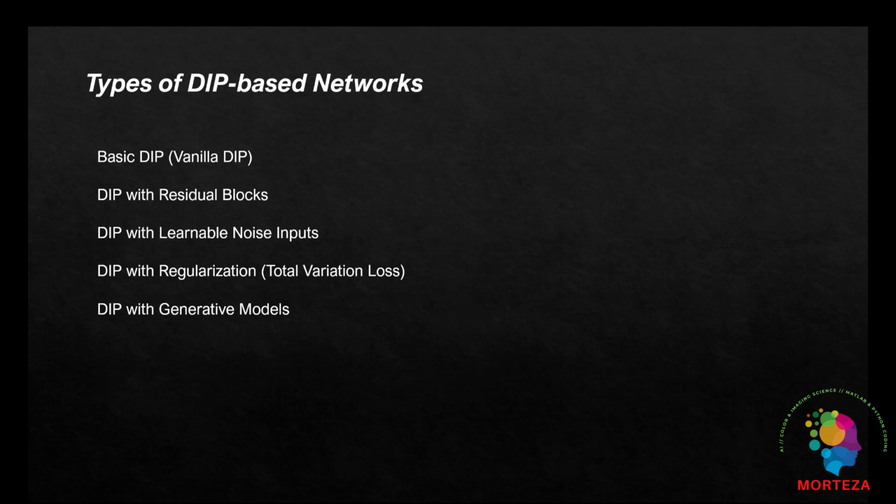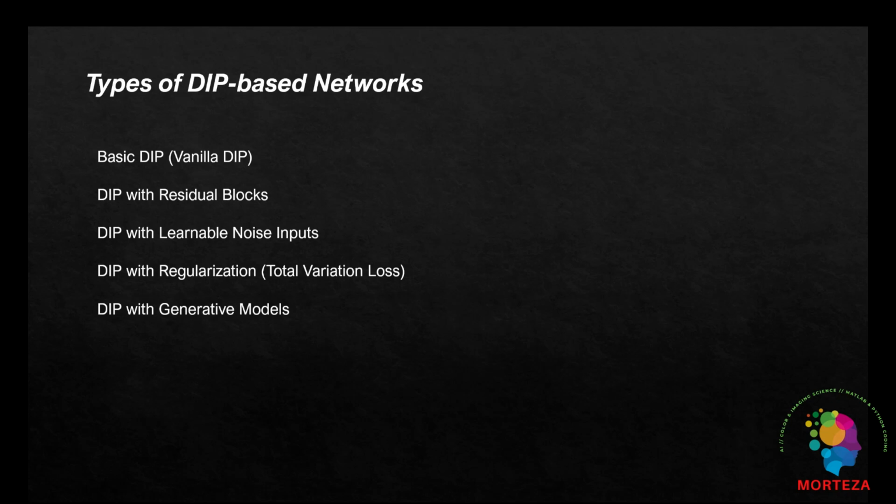DIP with residual blocks. This variant of DIP includes residual blocks in the architecture. A residual block allows the network to learn residual functions, which are easier to optimize and can help with better feature learning, especially for deeper networks. The residual connections add skip connections to the network layers to allow information to flow more efficiently, improving performance.